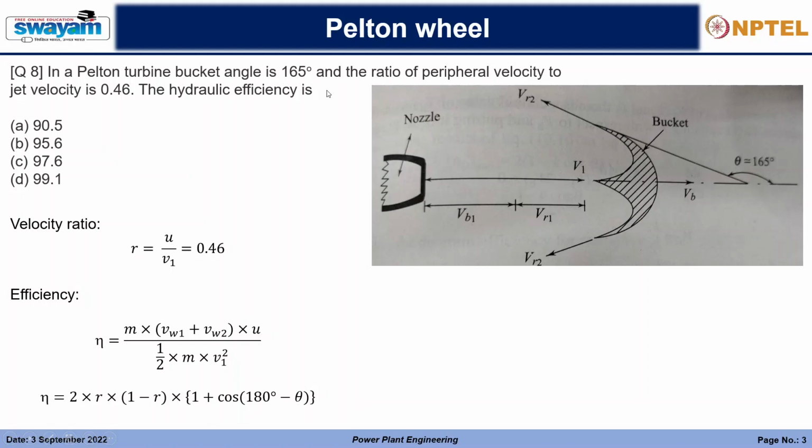So simply we put the theta value into the equation. The theta is the final deflection. The jet is deflected 165 degrees. So we just put the value and we will get the final answer to be 97.67%. That is C.